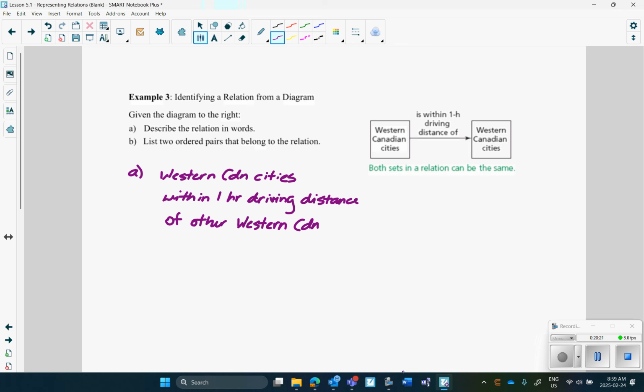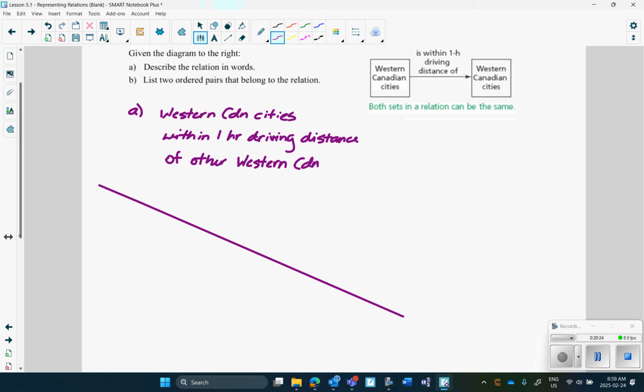But let's test your geography. Can you think of a city in Western Canada that is within one hour driving distance of another city? Think local. Think Manitoba. Winnipeg, what other city could we get to in an hour? Regina? No, that's five hours. Carman? Yes. Brandon is two hours. Okay, we're a little geo challenged. How about Selkirk? How about Portage? But Carman works.